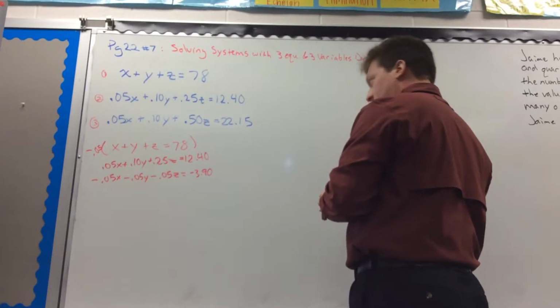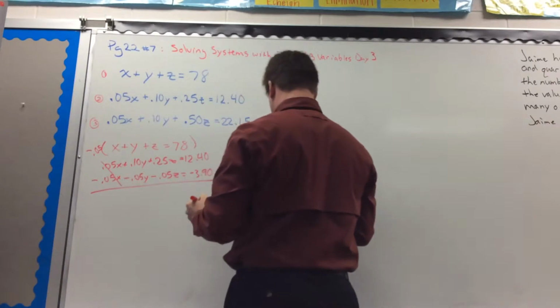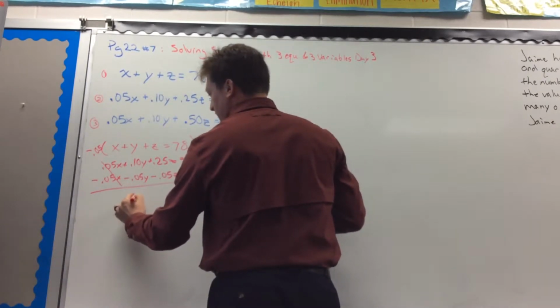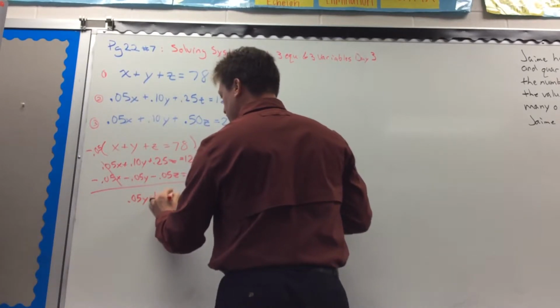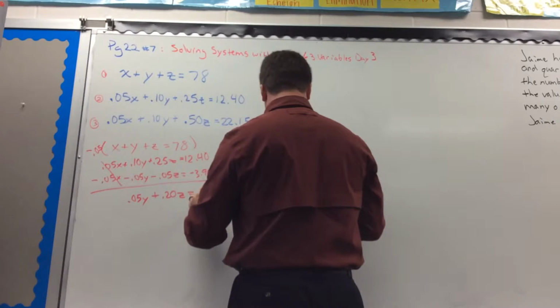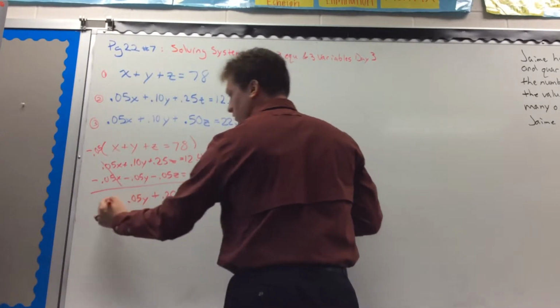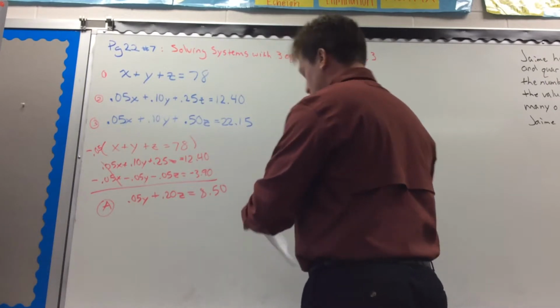So from there, I'm going to add a line and combine like terms. The x's cancel. I'm left with 0.05y plus 0.20z is equal to 8.50. This is equation A. We're going to move on to our next equation.